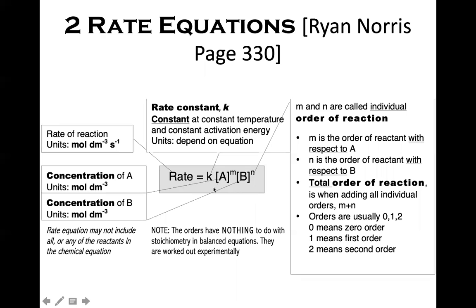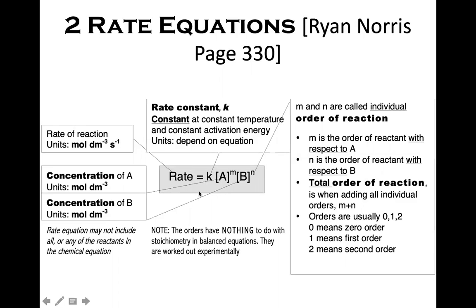To write down the rate equation, it is a little bit different from writing down the equilibrium constant. Usually the equilibrium constant equals the concentration of products raised to the power of their stoichiometry divided by the concentration of reactants raised to the power of their stoichiometry or mole number. In this case, it's different. So I'm just going to explain the terms first.